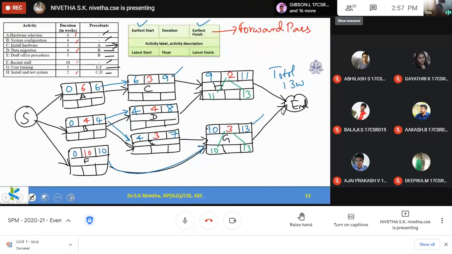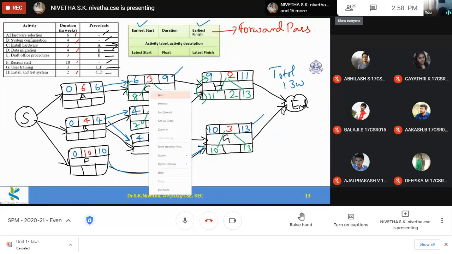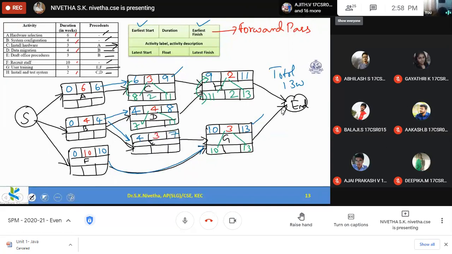The latest start for H is 11. And what is the float value? The difference between these two, that is 2. Okay. Latest start is 11 means here I can complete at 11. These two are the predecessors. So 11 minus 3 becomes 8 here. 11 minus 4 becomes 7 here. So 8 minus 6, the float value is 2. And here 7 minus 4, the float is 3.